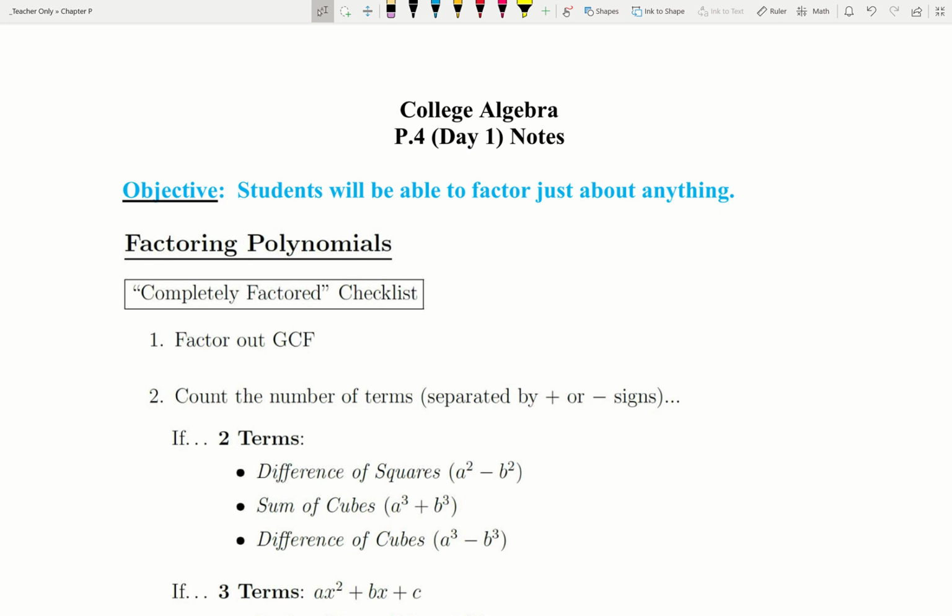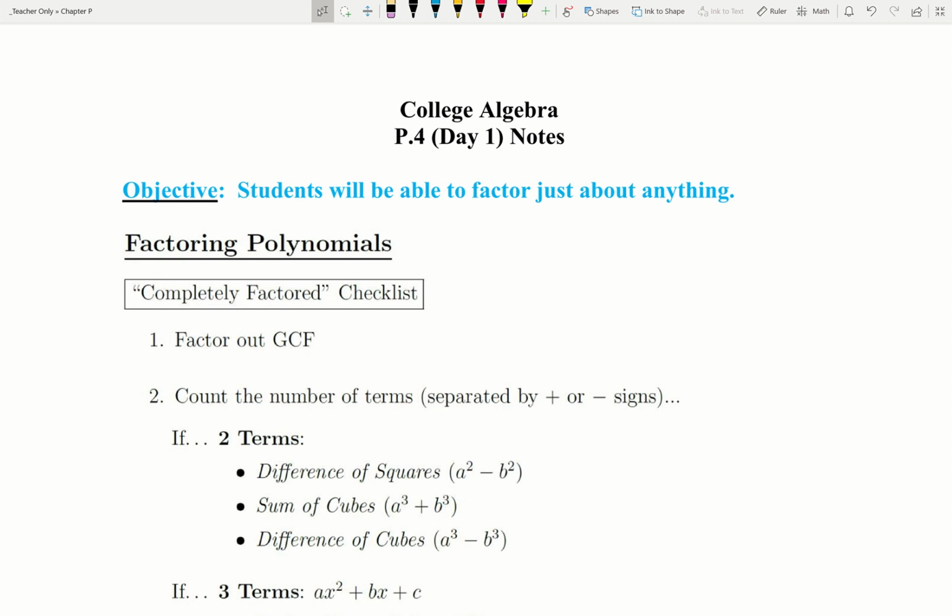Alright friends, welcome back. In this video we're going to go ahead and cover the next section of your prerequisites chapter, which is P.4. We're going to take a first day for this and talk about a couple of different things as far as factoring polynomials is concerned, and then in the next video, day 2, we'll go ahead and finish up factoring, get some practice in, and after that we'll move on to the next section like always.